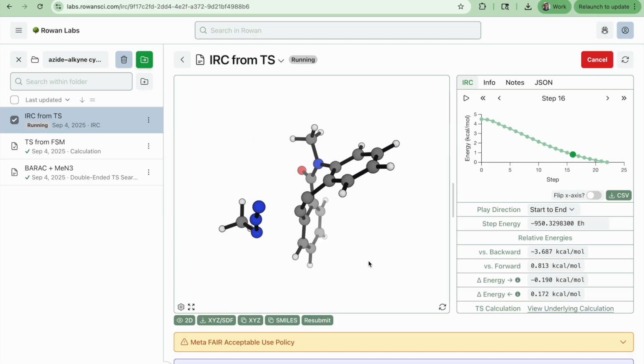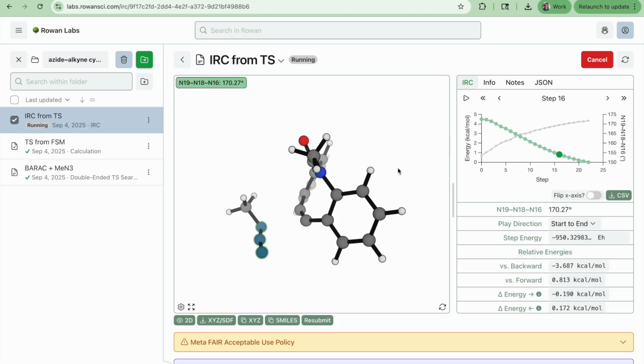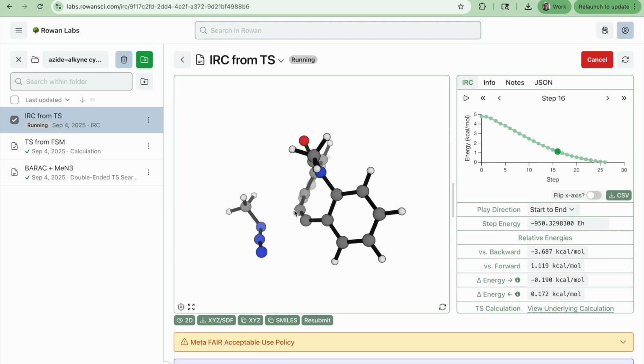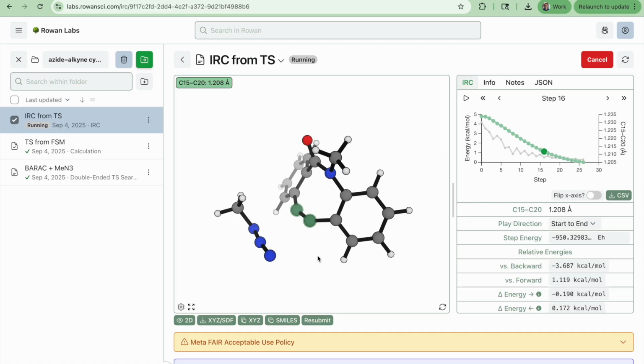All right, things seem to be pretty good here. We can look at how this angle is changing. We can see, yep, it's linearizing, so it starts at about 150 in the TS and is going towards 180. We can look at how this bond length is changing, and we can see, yep, it's shrinking. So it starts out as sort of a partial double bond character here and now becomes more of a triple bond. So going from 1.23 to 1.20 angstroms.